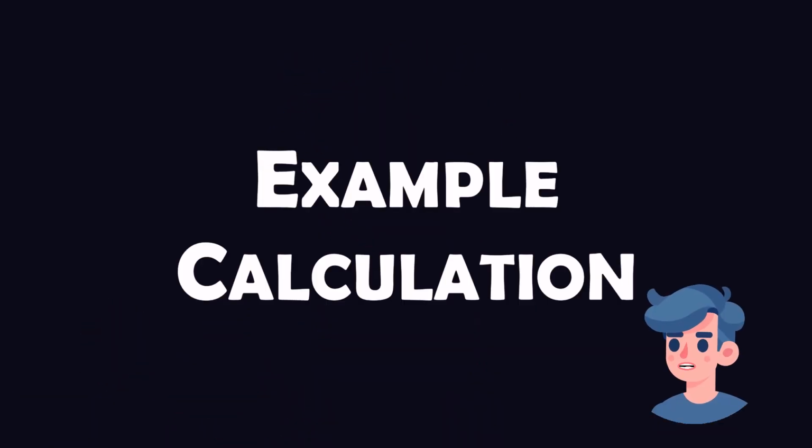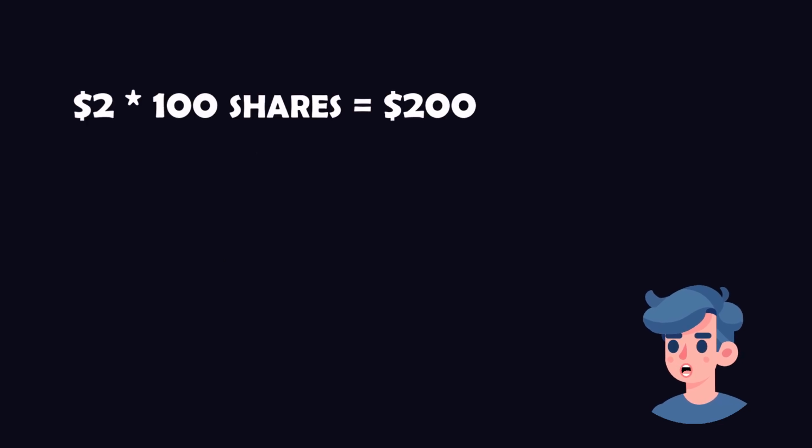Let's pivot to a real-world example. Suppose you own 100 shares of a company that pays an annual dividend of $2 per share. At the end of the year, you would receive $200 in dividends.